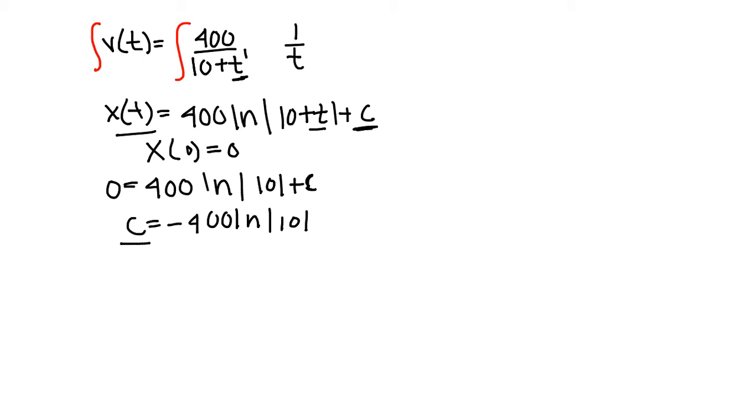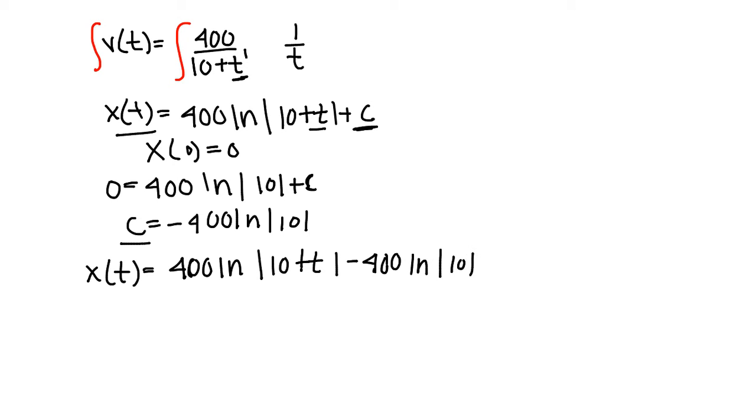Now, like I did before, I brought that c back into my initial position equation. Rewriting that equation from above, it is going to be 400 times the natural log of 10 plus t minus 400 times the natural log of 10. Now I'm going to further simplify this by pulling out a 400, putting brackets on it: the natural log of 10 plus t minus the natural log of 10.